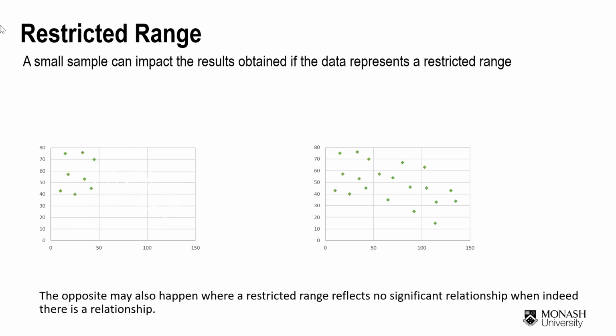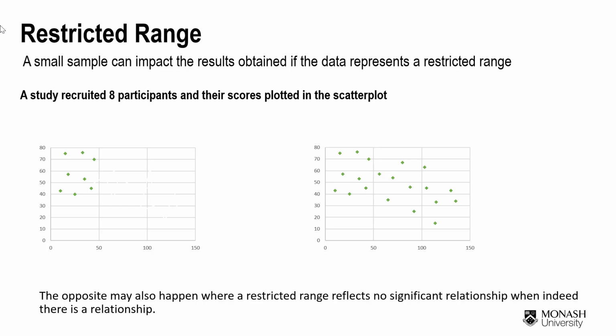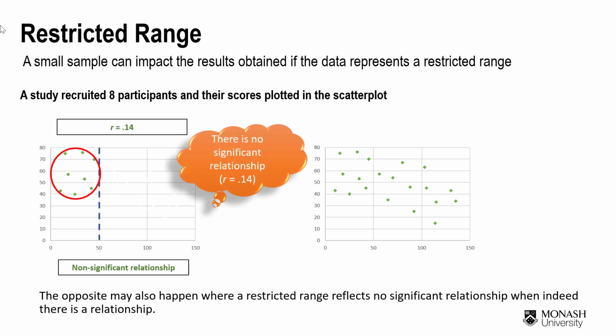The opposite may also happen where a restricted range reflects no significant relationship between the two variables when indeed there is a relationship. Consider this example where 8 participants were recruited and the results graphed in the scatterplot. In this case, there is no significant relationship between the two variables.